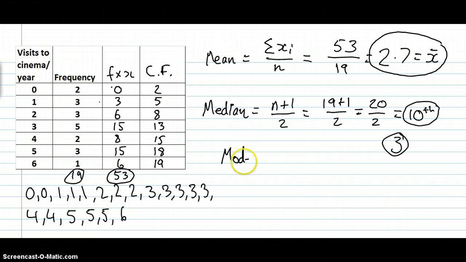Okay, finally we want to find the mode for this data, and nothing could be easier thanks to this table. I've just got to look through to find which one has the highest frequency. It's this one here. 5 is the highest frequency, and that was for 3 visits to the cinema per year. So the mode is also 3, the same as the median was, and you can see that the mean, the median, and the mode are all reasonably close together, which is a good indication that we did it right.